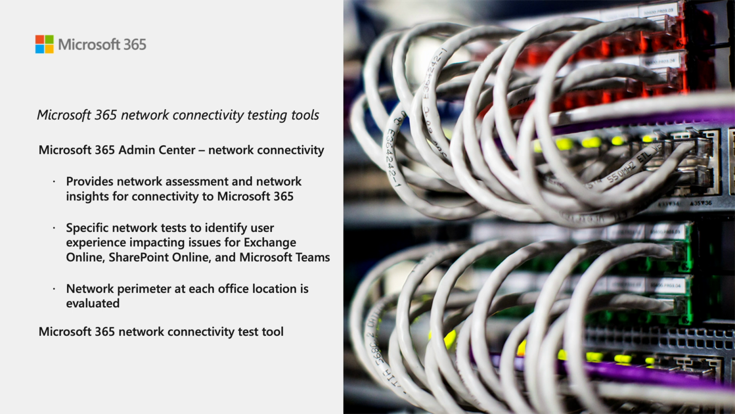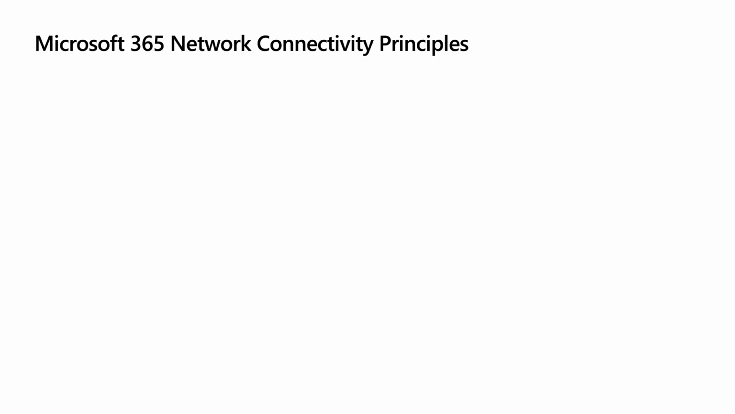We need to do these tests at the user location. It's very important to identify the user location because it's at the user location where network connectivity and that network perimeter is. It's not like a whole tenant-wide thing. You've got to find out where that connection is to. The second tool that we have is the Microsoft 365 Network Connectivity Test Tool, and we'll take a look at that after we've looked at the tooling in the Admin Center.